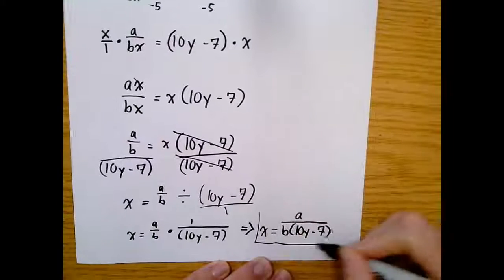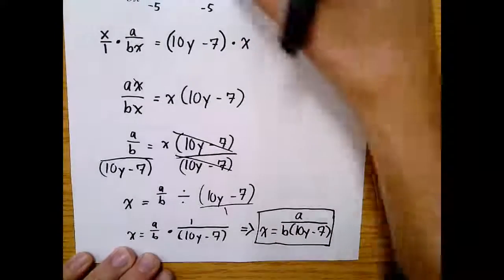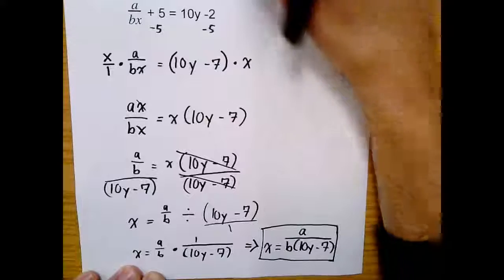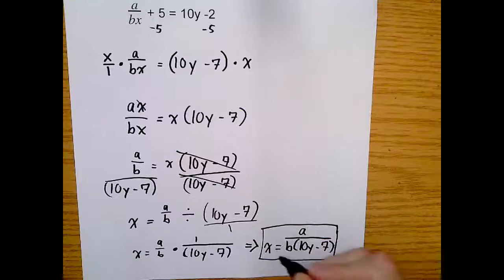And voila. Put a frame around that because you should be proud of it. That was good work. That was a lot of process, a lot of those fundamental math rules coming back to play. But now we know x is a divided by b times 10y minus 7.